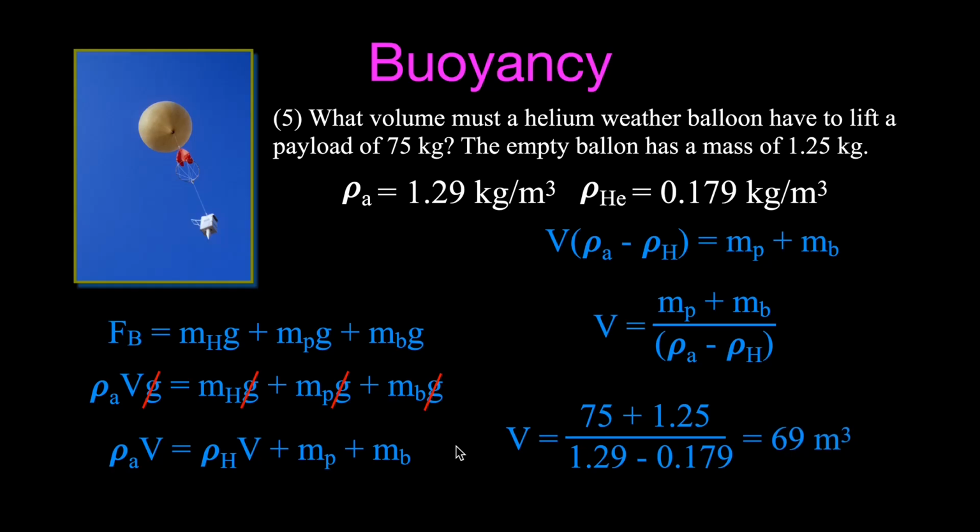So at the surface of the Earth, in order for a balloon to lift up itself and the package and the helium that's in the balloon, because you have to take that into account, which we did, you're going to need a balloon that has a volume of about 69 cubic meters. Okay, so there you go.